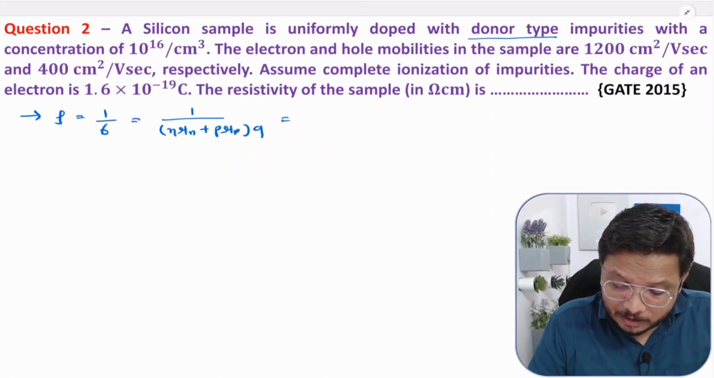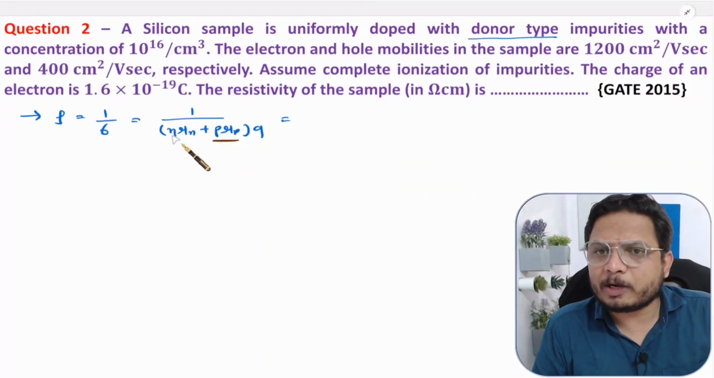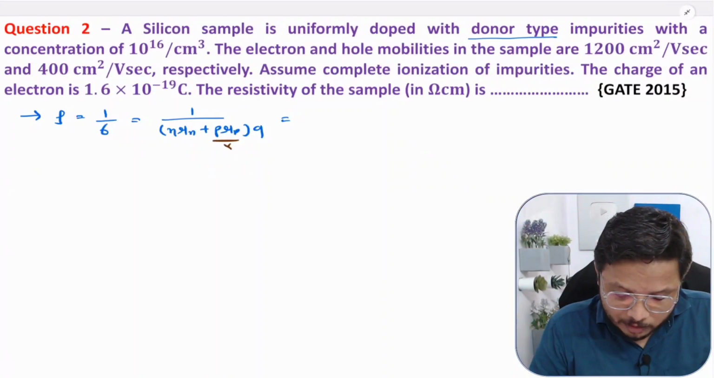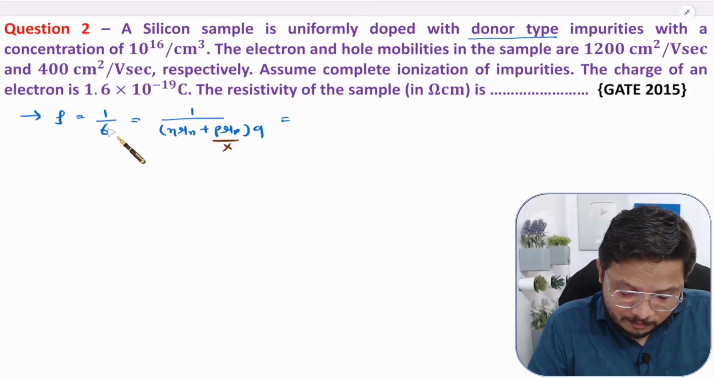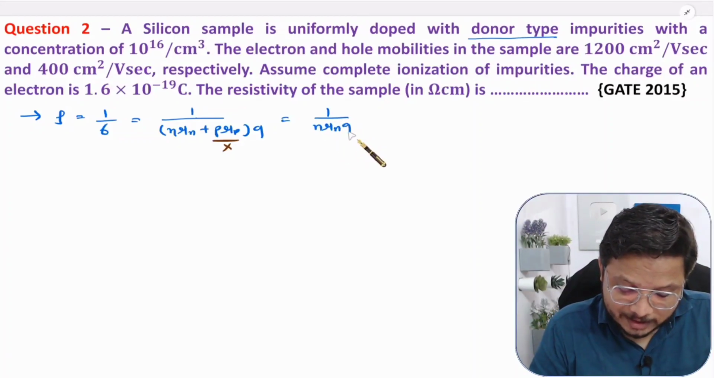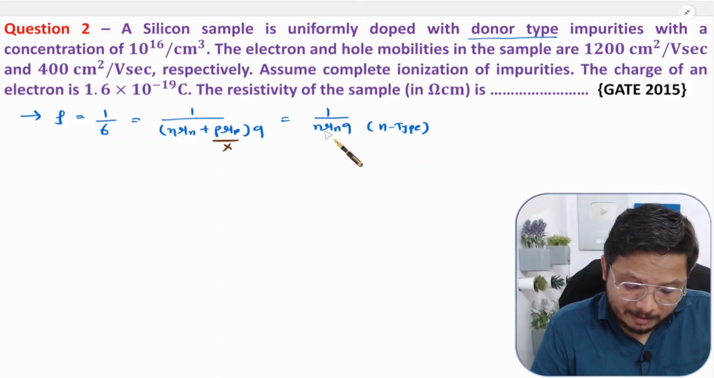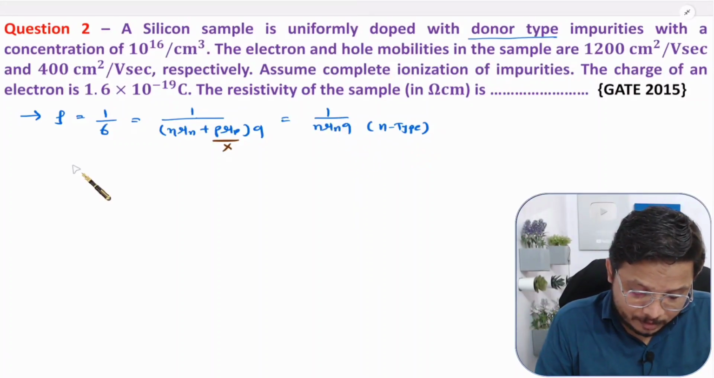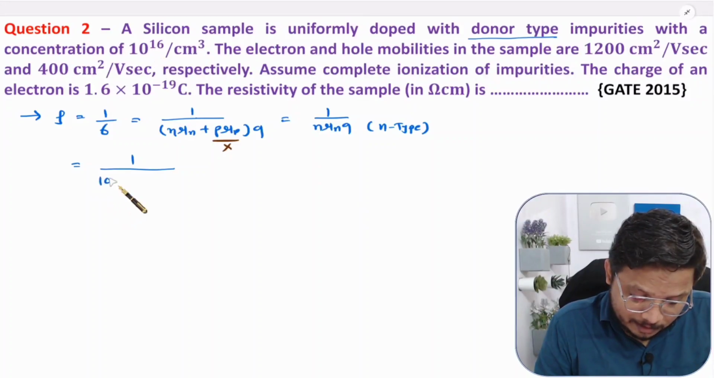In n type silicon you should know this proportion of p mu p will be very low compared to n mu n. So we need to ignore this proportion, right? So here you will have the formula 1 divided by n mu n into charge. The reason is we are talking about n type semiconductor material. Now whatever data we have, we need to place it over here. So 1 divided by n. Now the electron concentration is 10 to the power 16.